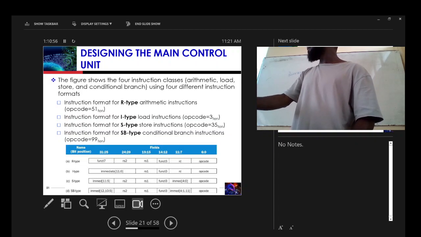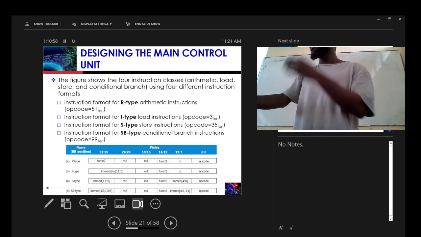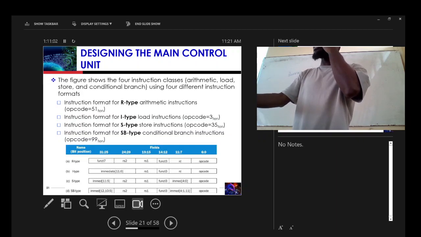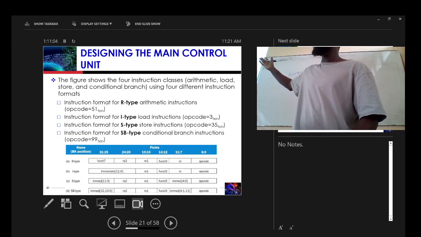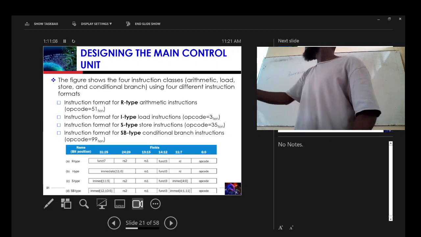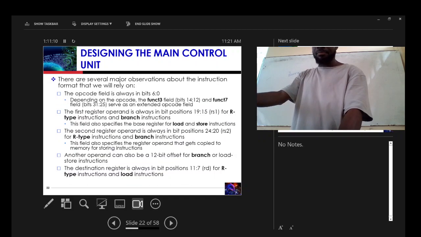Now this is just how the instructions we are doing. You know that we are doing 7 instructions. This is how they are encoded. We have R type, I type. You guys know this already.